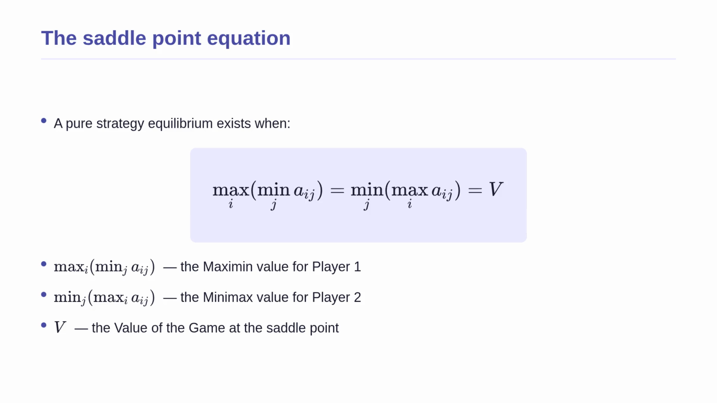This brings us to the most important equation in rectangular games. The left side of this equation represents the maximin value for the first player. It mathematically states that we first find the minimum value in each row and then find the maximum of those minimums. The right side represents the minimax value for the second player, finding the maximum in each column, then the minimum of those maximums. When these two values are perfectly equal, we call that shared number V, which stands for the value of the game. If this equality holds true, the game has a saddle point, meaning both players will confidently play exactly one strategy.